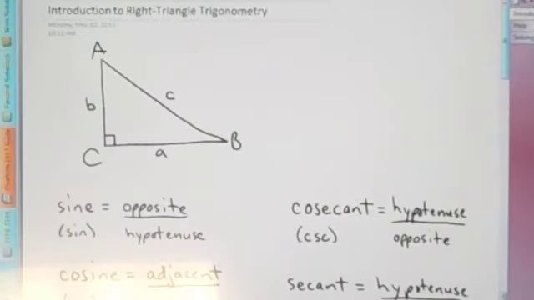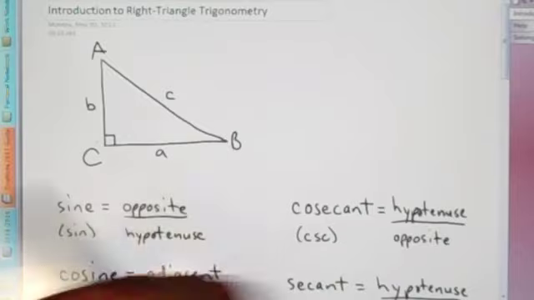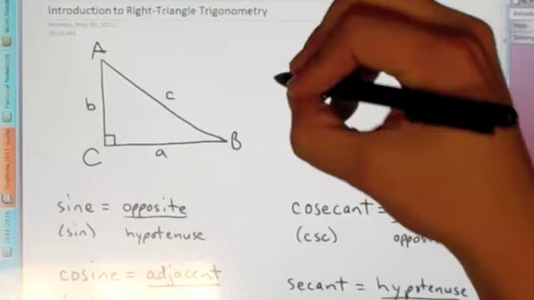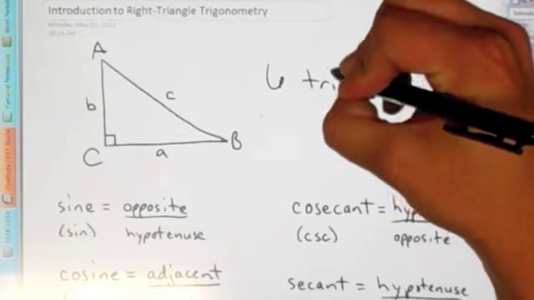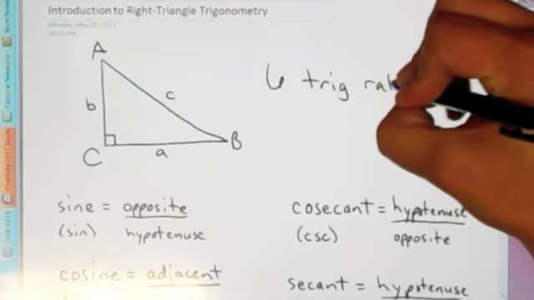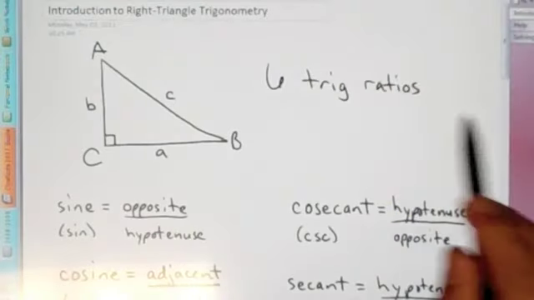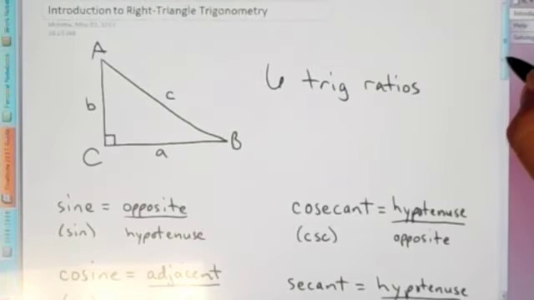Hey Algebra 2, today we're talking about the introduction to right triangle trigonometry. Well, first of all, trigonometry is the study of triangles. Now we're going to be studying, in specific, right triangles. So that means you have a triangle with one of the angles being a right angle. There are 6 trig ratios that we're going to be working with. 6 trigonometric ratios, and here they are.